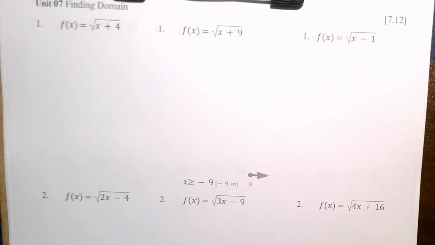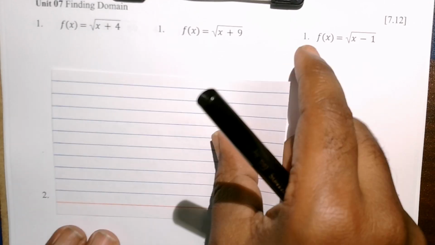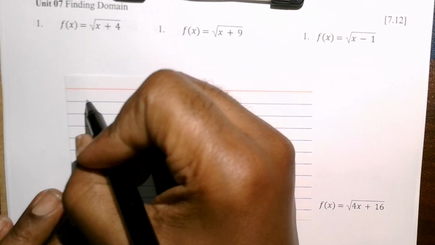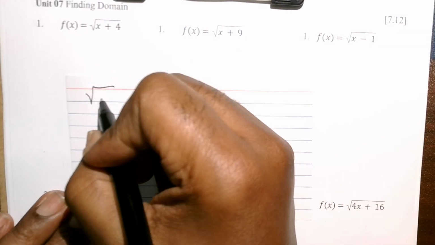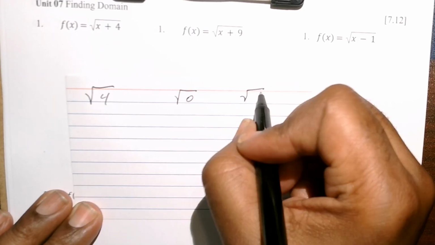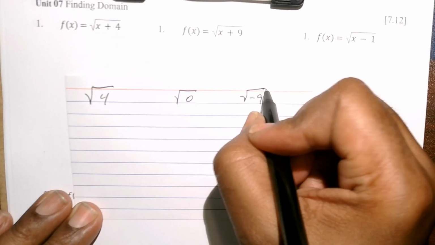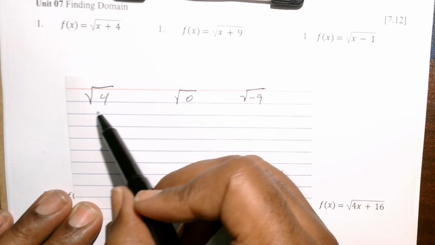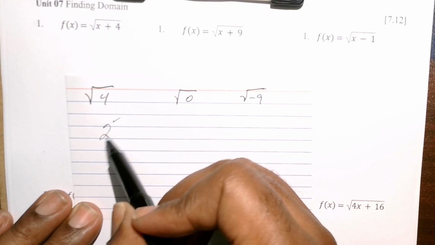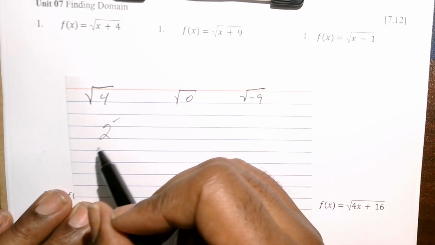Okay, finding the domain of square root functions. When we're dealing with square roots, we're basically looking at three conditions. You have square roots of positive numbers, the square roots of 0, and square roots of, let's say, negative numbers. When you take the square root of positive numbers, you get a real solution. A 2 is a real solution. Even if it had decimals, that'd be real.